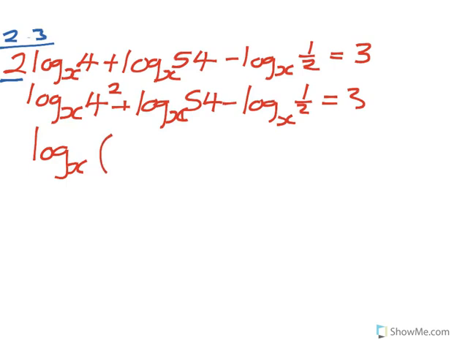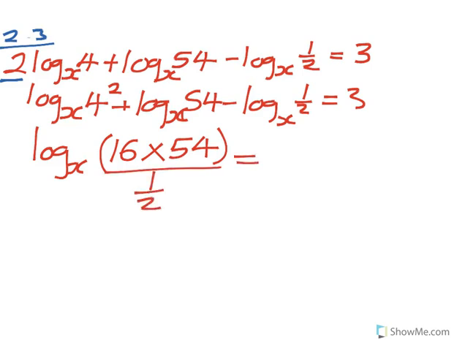Now what is 4 squared? Remember 4 squared is 16. Now because they are adding, say 16 times 54. Now minus, it means you're dividing by a half, is equal to 3. That is the best way. If you use a calculator, you are going to get log in base x. Now if you do 16 times 54 divided by a half, punching a calculator there, is giving me 1728 is equal to 3.